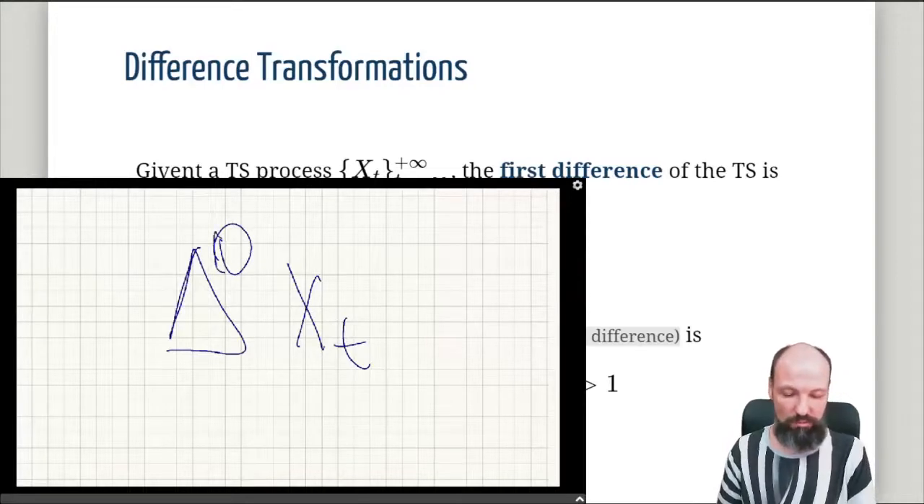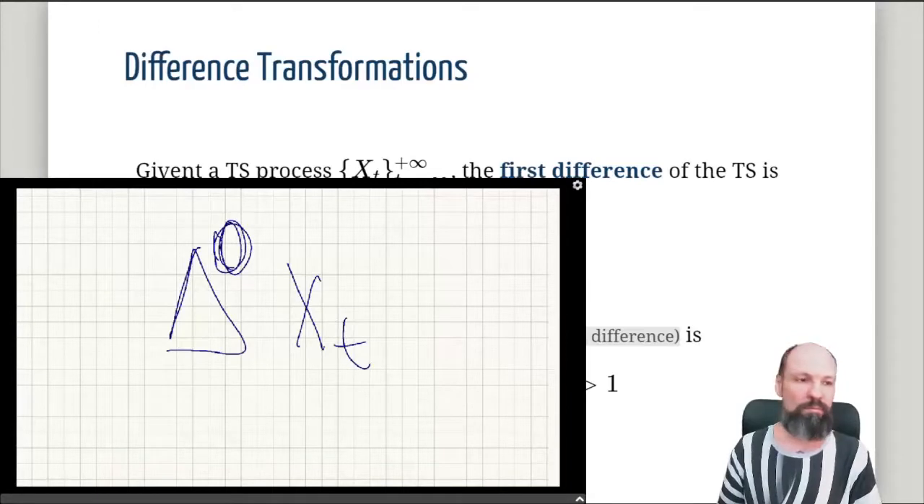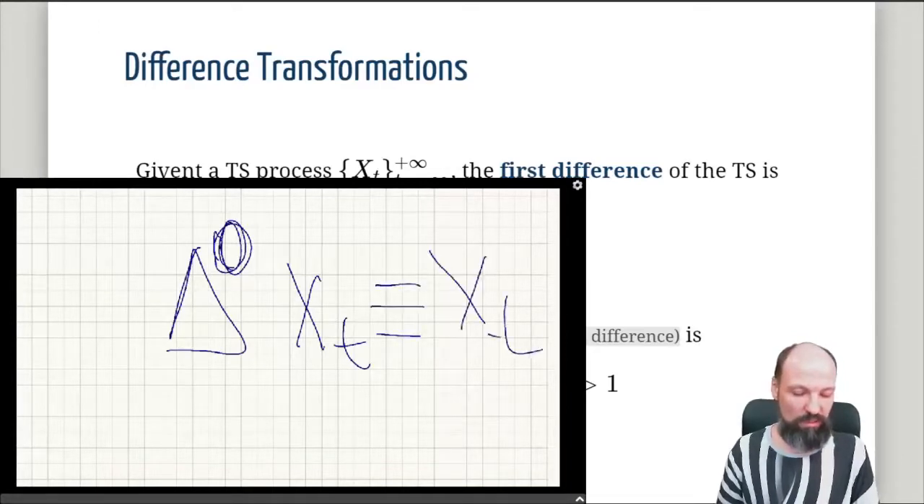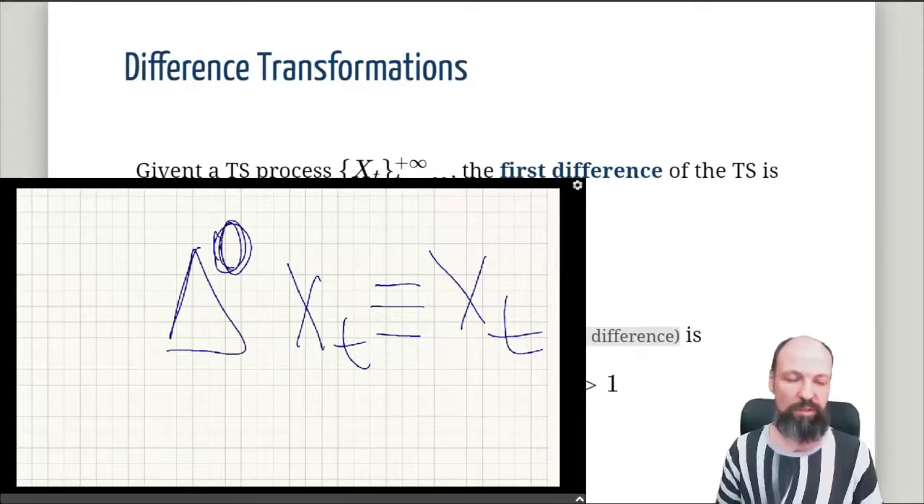That's 0. Yes. That's just identity transformation.